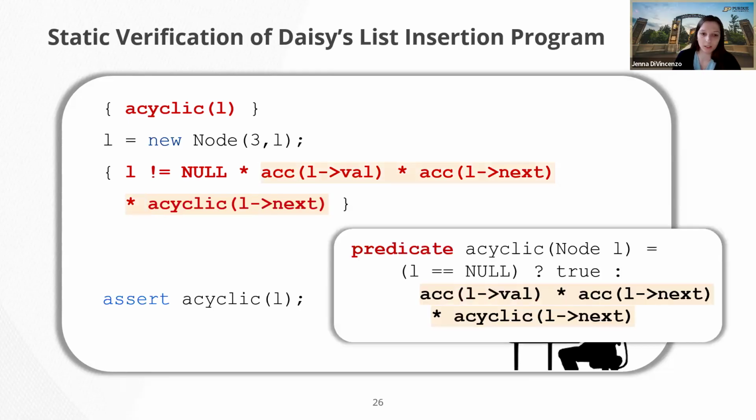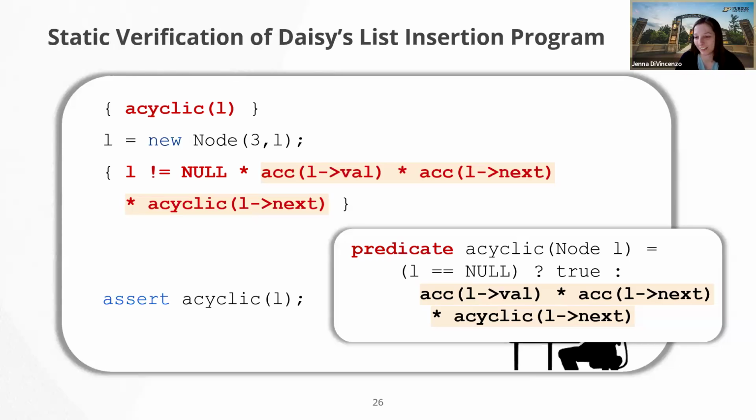And this is great, right? Because if we take a look at what the body of acyclic of L is, when L is not null, which is the case here, all we need to know is that we have accessibility to the first node in the list, and then that the rest of the list is acyclic, which is what we have. So, right, we should be done.